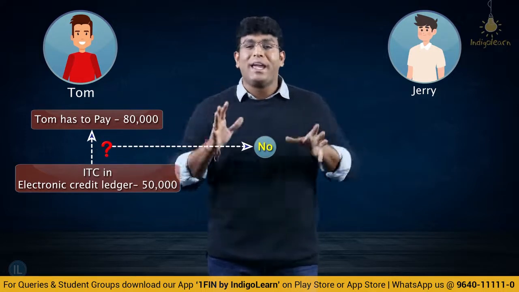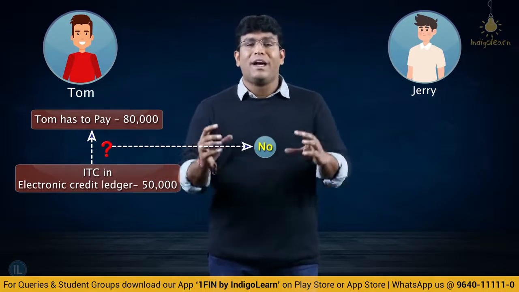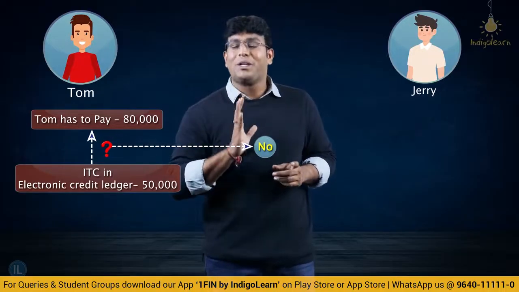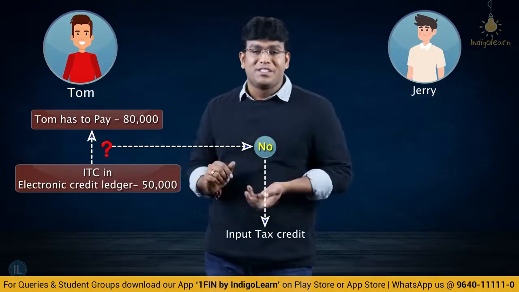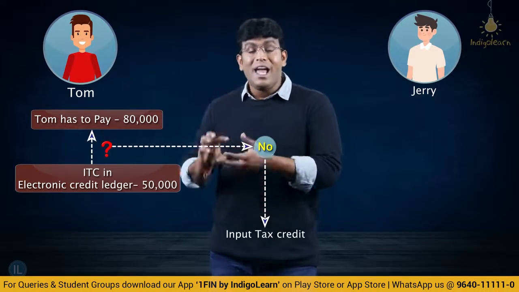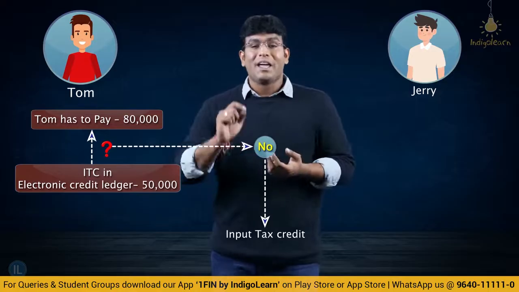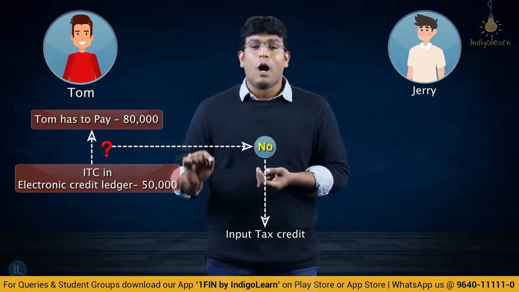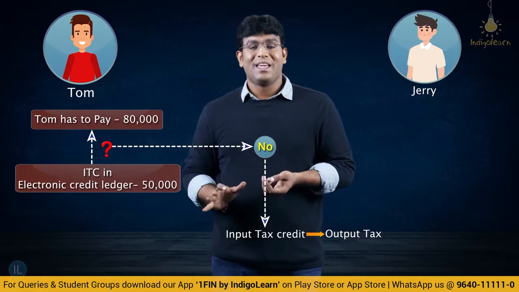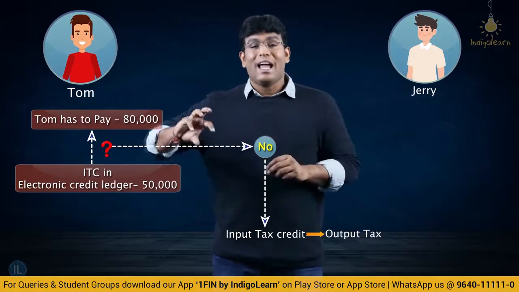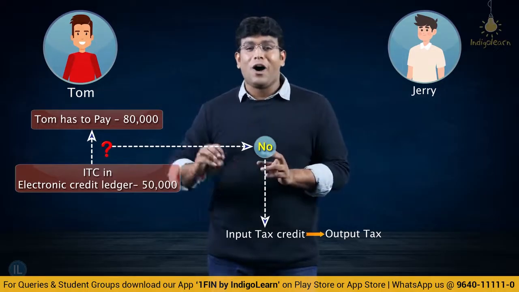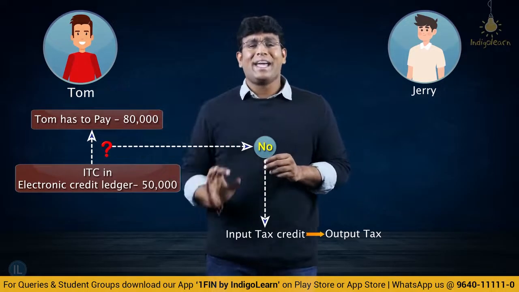The reason is very clear. Sometime back I told you that any balance in the electronic credit ledger can be used only for payment of output tax. Any balance in the electronic credit ledger can be used only for payment of output tax.